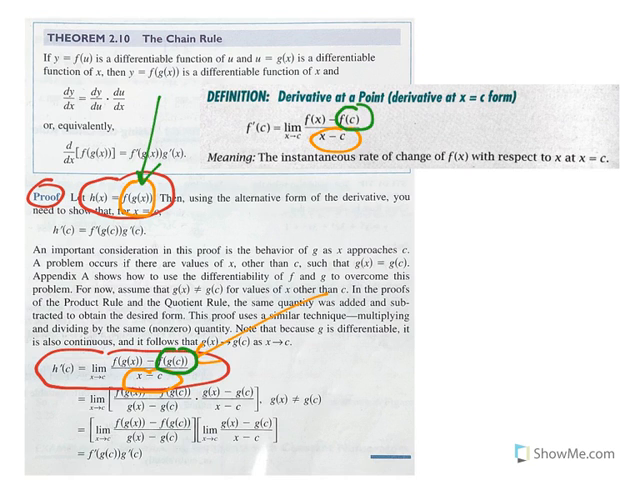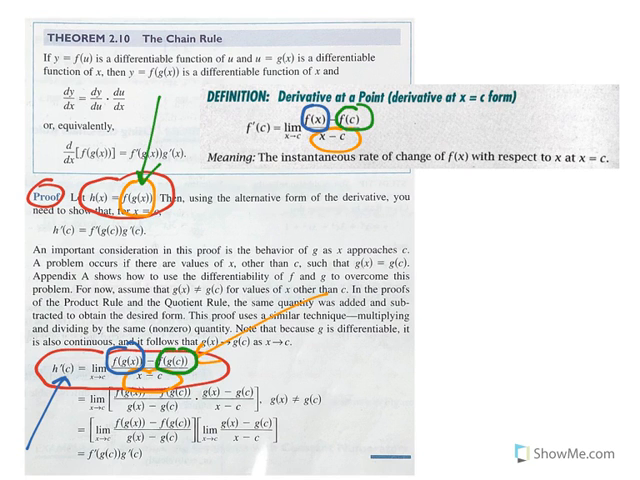So our function is f of g of x. So we have f of g of c. And then here what we have is the function itself. So we have f of g of x. So we have the limit as x approaches c of this difference quotient from the definition of the derivative of a function at a point x is equal to c. So this will give us h prime of c.